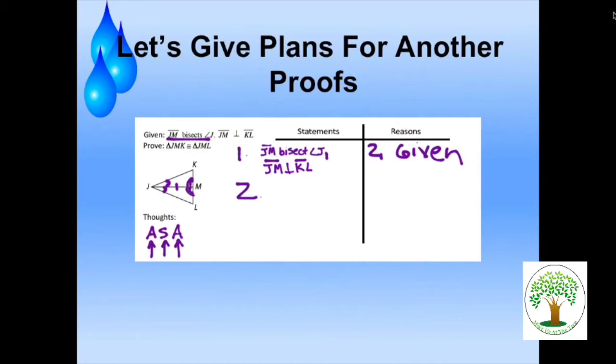All right, number 2. We have to state an angle, a side, and an angle. We can just work our way across either direction. It doesn't really matter. I did LJM is congruent to KJM. Angle LJM is congruent to KJM. Make sure you're getting in the right order. Because M is going to need to be in the same spot, and J is going to need to be in the same spot.